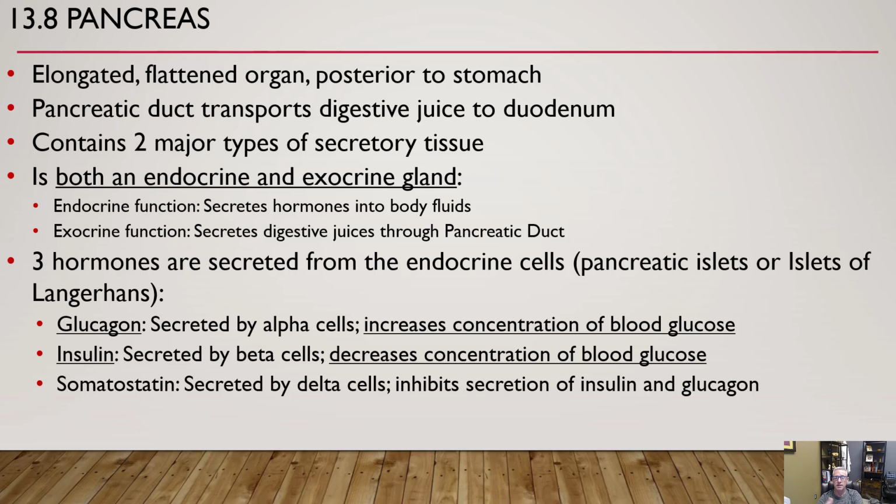Insulin is another hormone. Insulin is secreted by these beta cells, and they're going to decrease blood glucose concentrations. And insulin is just a protein, which is just amino acids, that stimulates the liver to form glycogen from glucose and inhibits the conversion of non-carbohydrates into glucose. And somatostatin is secreted by these delta cells, and they inhibit the secretion of insulin and glucagon.